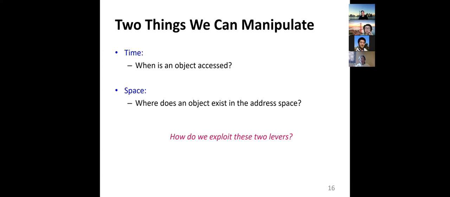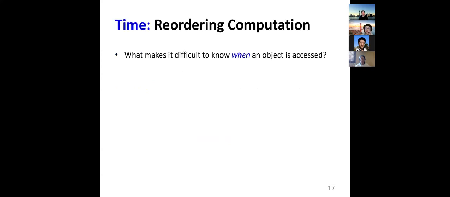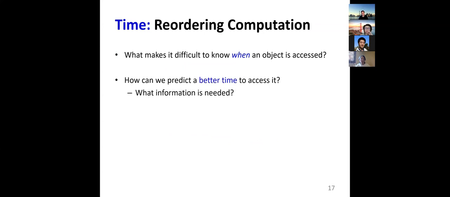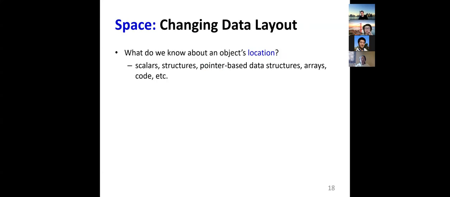So how do we exploit these two levels? Let's talk about time first. Time means we can reorder computation. So what makes it difficult to know when an object is accessed? That's one question we need to answer. How can we predict a better time to access an object? What information is needed? How do we know that this would be safe? Those are the questions we're going to try to answer in this and the next lecture when we talk about prefetching.